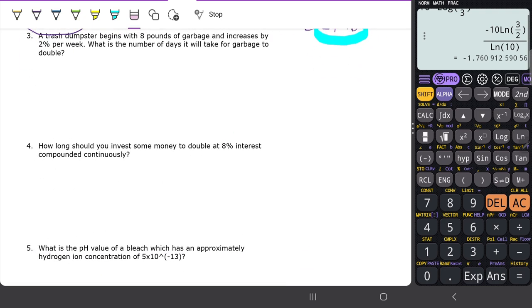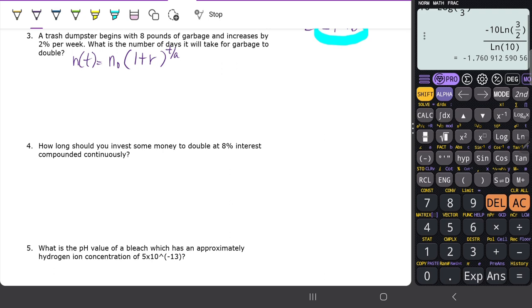Next item. A trash dumpster begins with 8 pounds of garbage and increases by 2% per week. What is the number of days it will take for garbage to double? So ang formula naman natin dito, N of T is equal to N naught times 1 plus R raised to T over A. I'll just rewrite it. Yung growth factor natin, ginawa ko na lang 1 plus R.